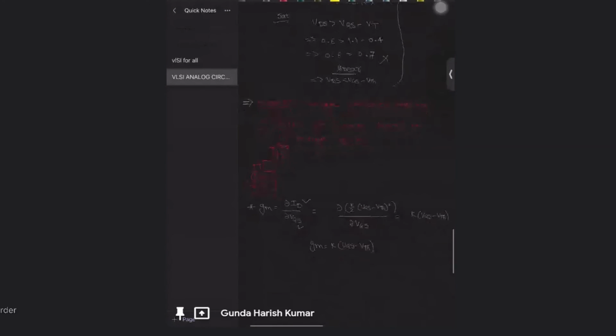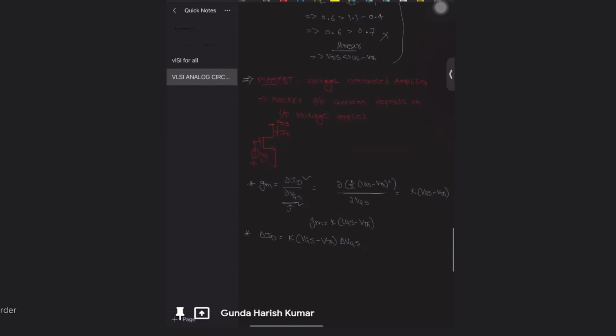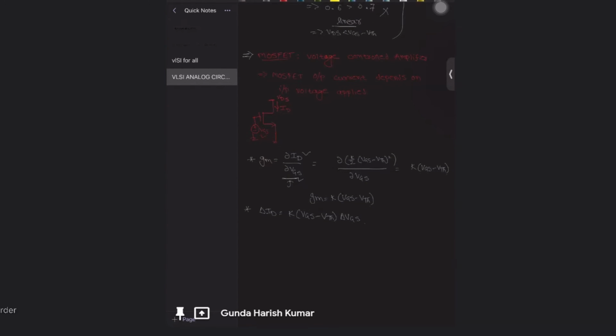It means if you apply a small voltage change, delta VGS, this much current change will happen at the output. So the change delta ID for a change delta VGS is K times (VGS minus VTH) into delta VGS.